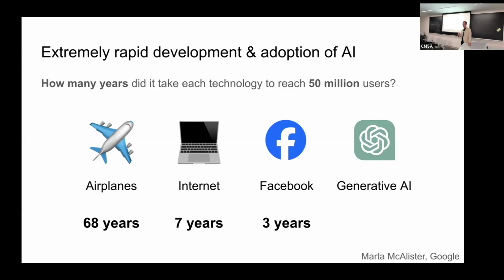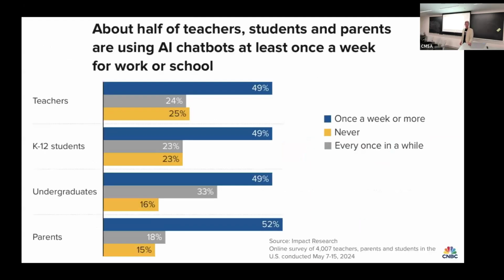3 years. Good guess. How about generative AI from the launch of ChatGPT? How many years did it take to get 50 million users? 6 months. Yeah, it took 5 weeks. Okay. So this is an astonishingly fast adoption of this technology. And Marta McAllister, who's one of the heads of Google Education Group, framed it this way to give some context, and I think that's helpful.